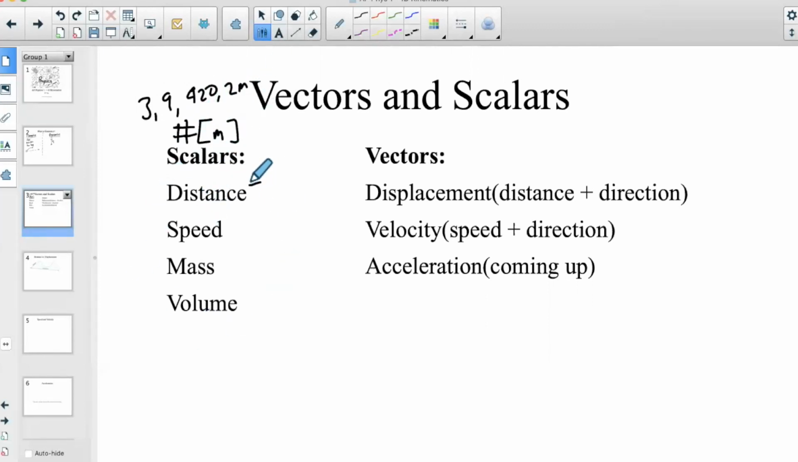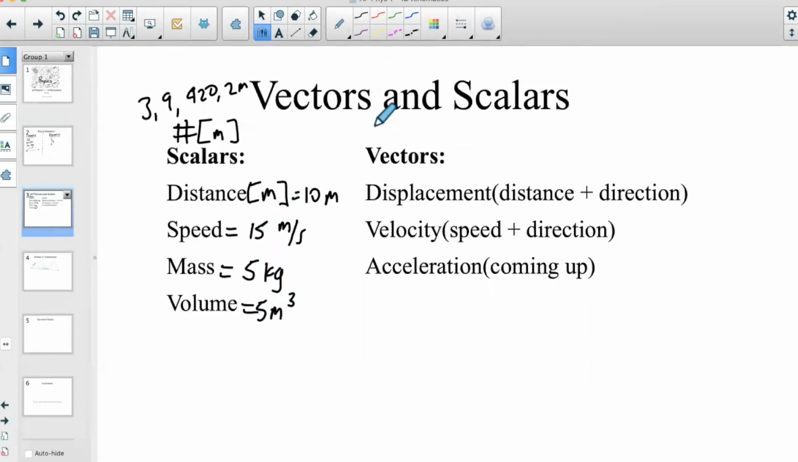These are some examples of scalar quantities. Distance in meters, so a distance could be 10 meters. A speed could be 15, and units of speed would be meters per second, and we'll see why this is later on. Mass is in kilograms normally, you can also use grams. Volume, since distance is in meters, is distance cubed, meters cubed. So let's say 5 meters cubed.